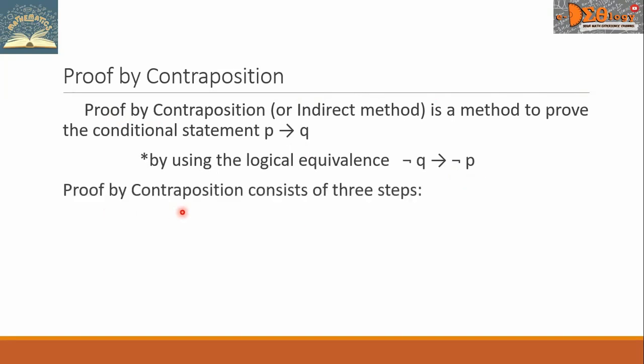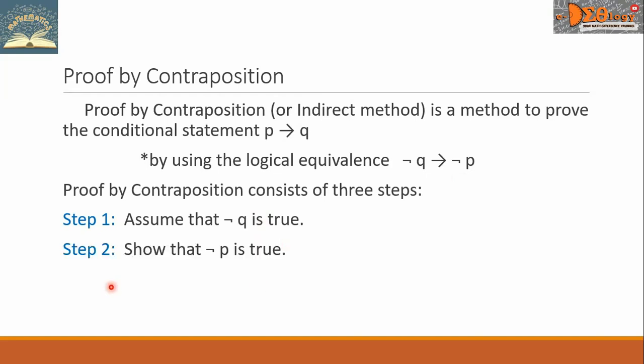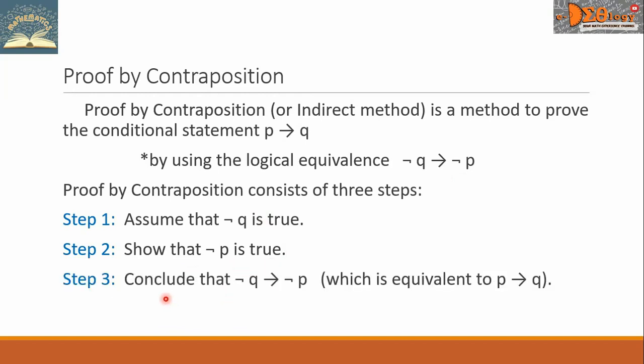The proof by contraposition consists of three steps. Step 1, we assume that not Q is true. Step 2, show that not P is true. And then, we conclude that not Q implies not P. And this is equivalent to P implies Q.